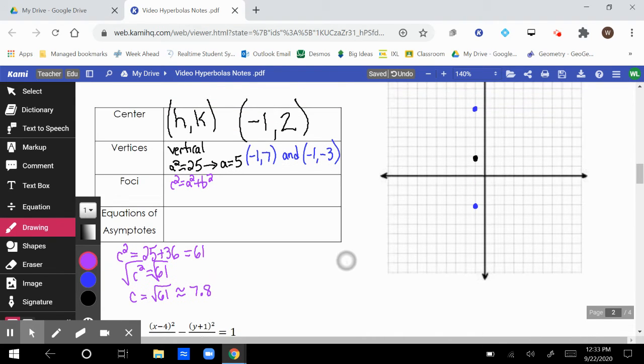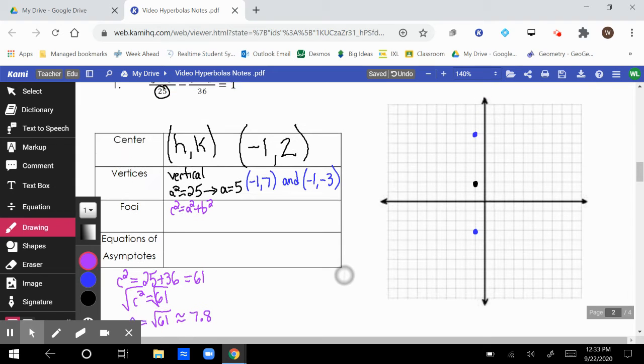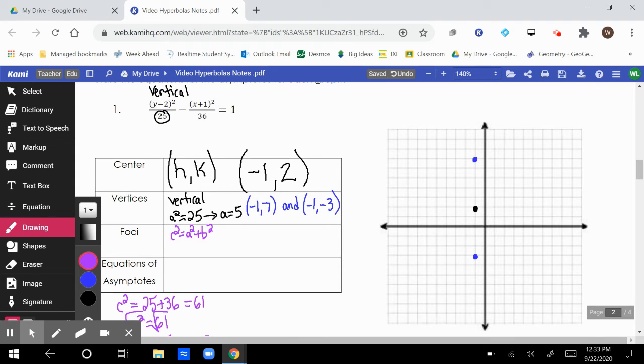That 7.8 is going to help me graph it. Very similar to ellipses, your foci are in the same direction as your vertices. So since we went up and down for vertices from the center, I'm going to go up and down by 7.8 for my foci now. I'm going to plot them on the graph. You should pause the video and do the same. You should have gotten (-1, 2 plus or minus radical 61). You could have also said (-1, 9.8) and (-1, -5.8) if you use the numerical value.